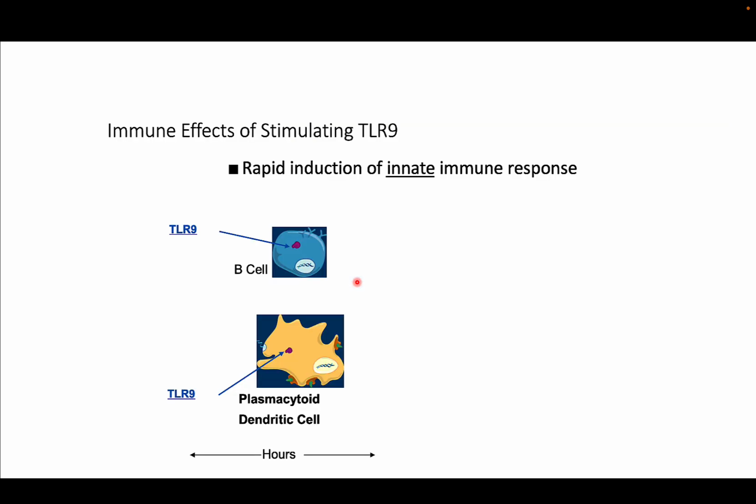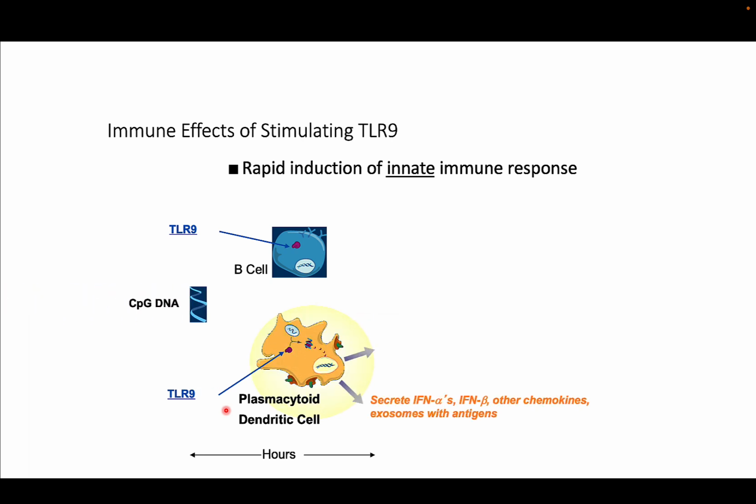Now let's focus on TLR9. In humans, there's really only two immune cell types that constitutively express TLR9. One are B cells, and the other are a type of dendritic cell called plasmacytoid dendritic cells. And so when we add CpG DNA in this situation, these cells are activated.